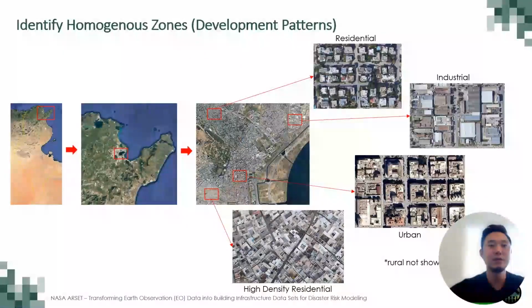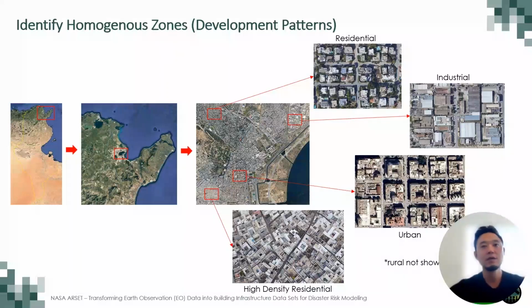So the first thing that we did was identify all the homogeneous zones or the development patterns, which we talked about previously. This was pretty important for this country since it's kind of a mix between older, vulnerable buildings and some of the newer developments that you'll see in residential or maybe some urban areas. So we identified 5 regions, 4 shown here.